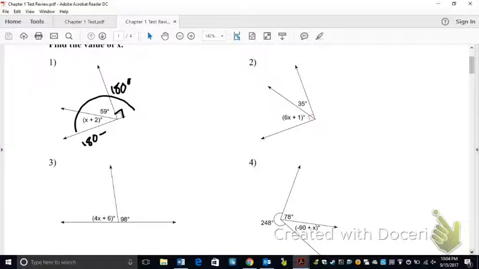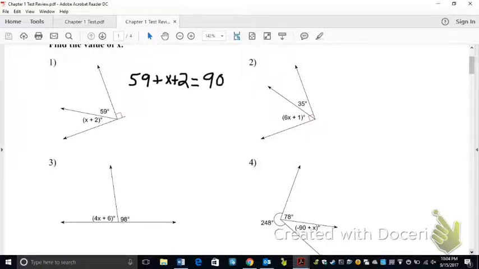So if they add up to 180 degrees and we take away 90, that leaves 90 degrees. That means those other two angles have to add up to 90 degrees. So 59 plus x plus 2 has to equal 90 degrees. Once we have that set up, we're done with the geometry portion and heading on to the algebra portion of the problem. We're just going to run this like any other algebra problem. We combine like terms: 59 plus 2 is 61, plus x equals 90.